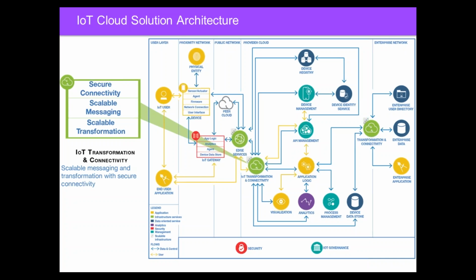And then we have IoT transformation and connectivity, and this is probably very important when you look at things from providing secure connectivity. We want to have scalable messaging, so you're going to probably want to have some type of bus architecture here, and scalable transformation, because these messages are going to come in various formats, and obviously I need to turn them into a format that I can use them.